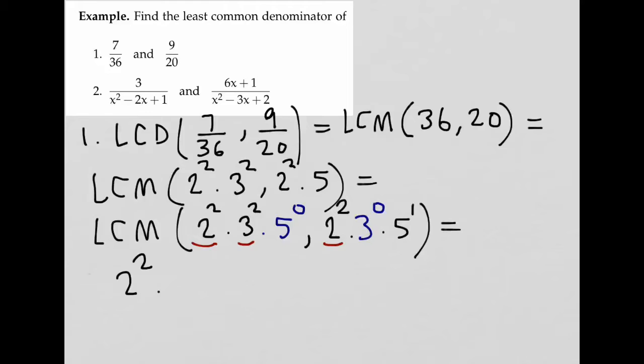Next, I'm going to compare 3 squared and 3 to the power 0. I take 3 squared because that's the higher power. Next, I compare 5 to the power 0 and 5 to the power 1. The higher power is 5 to the power 1. The LCM is 2 squared times 3 squared times 5 to the power 1, which is equal to 180.